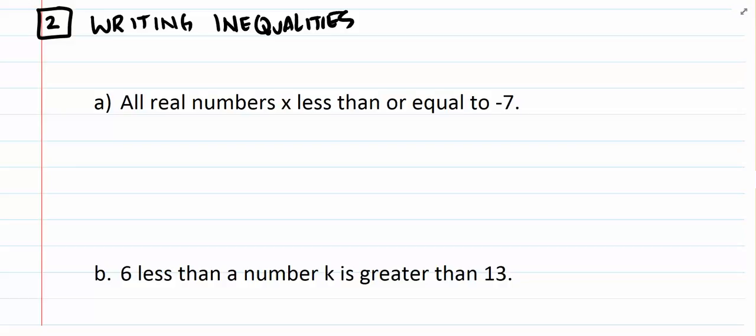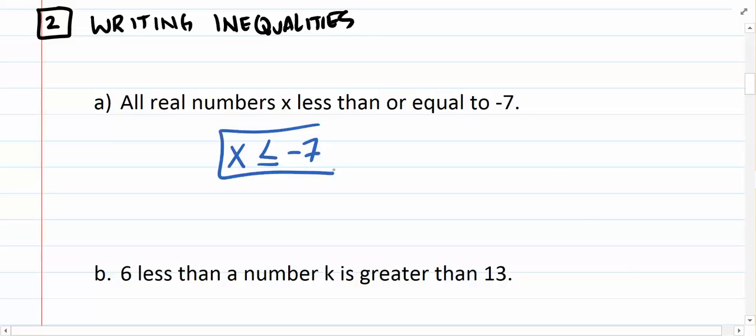In box 2, I'm going to show you 4 examples of how to write an inequality. So part A says all real numbers x less than or equal to negative 7. So I would simply say x has to be less than or equal to negative 7. That is an inequality statement.